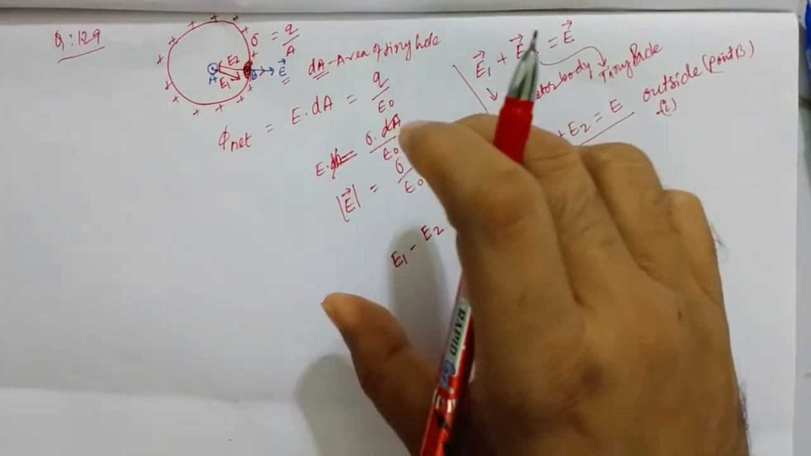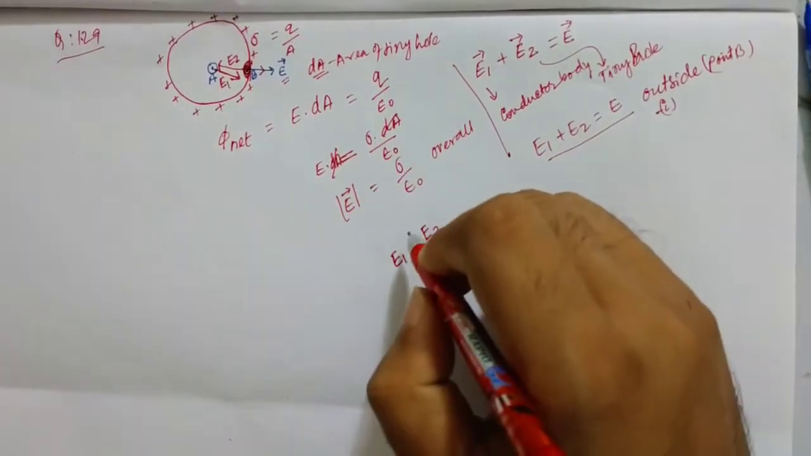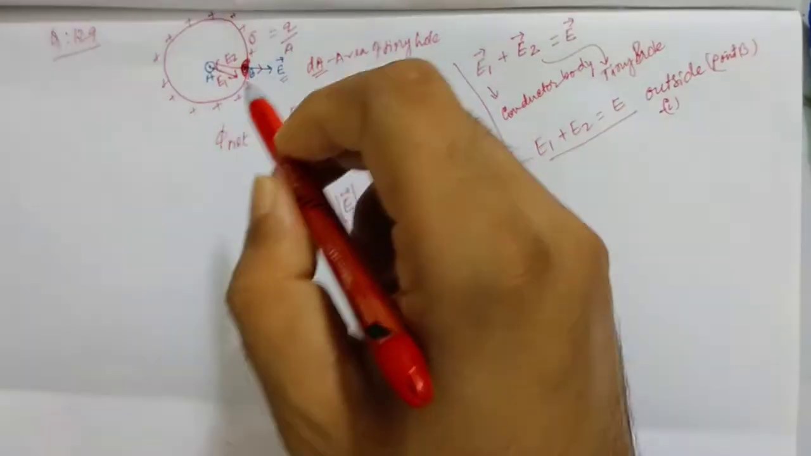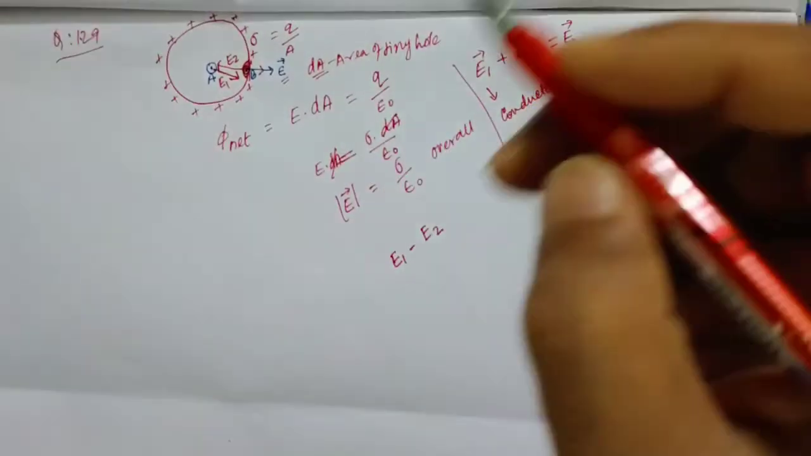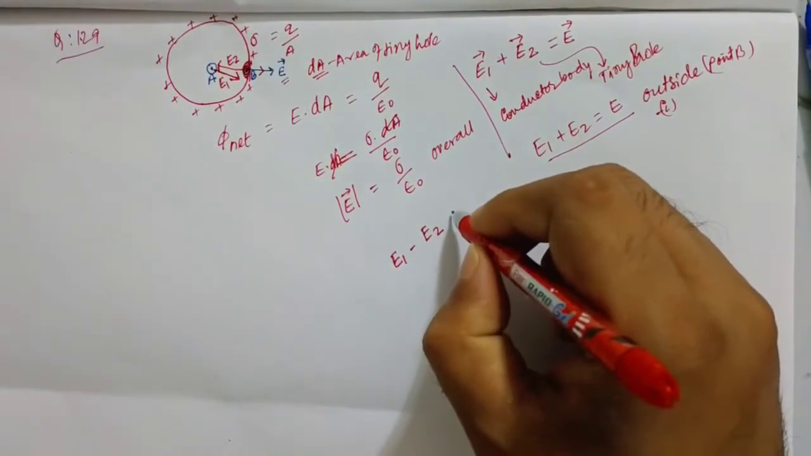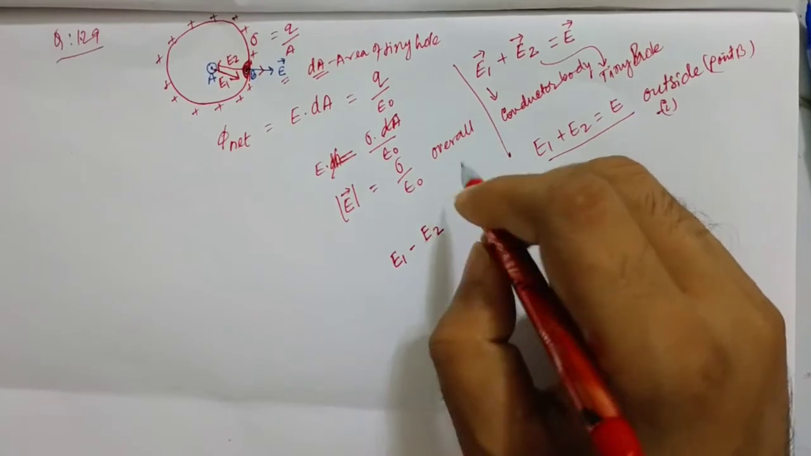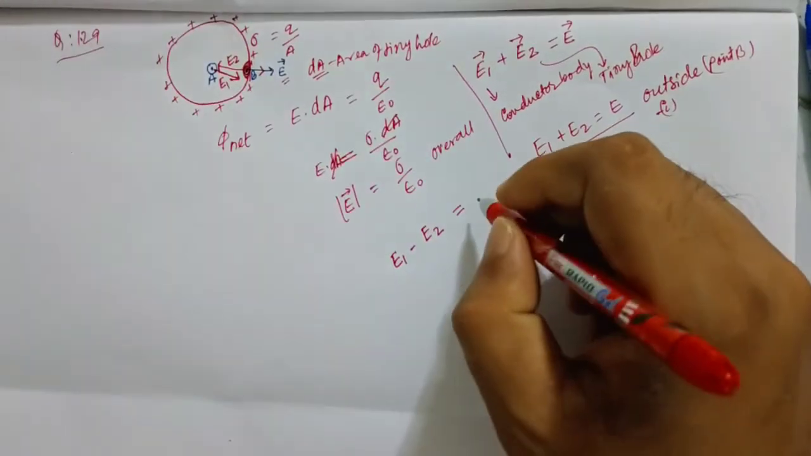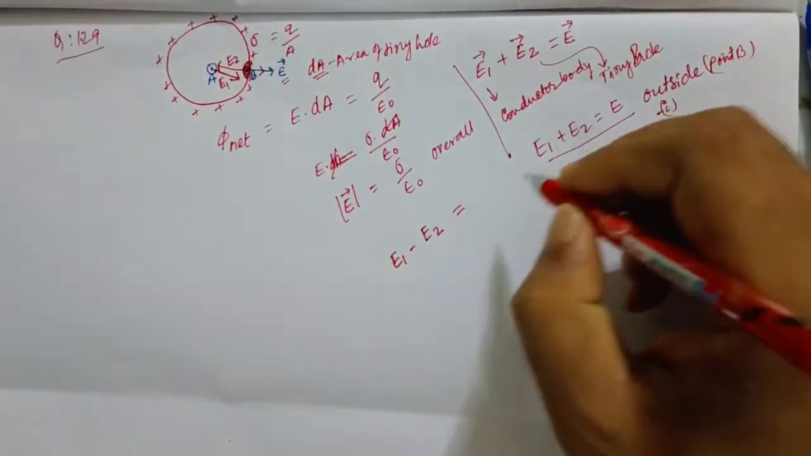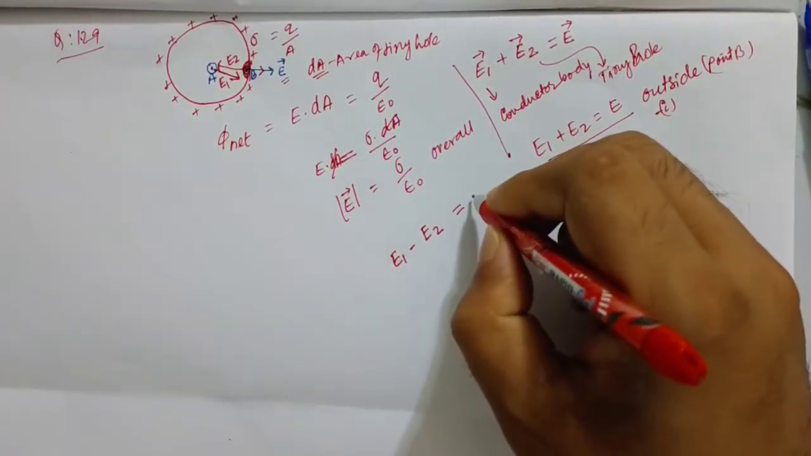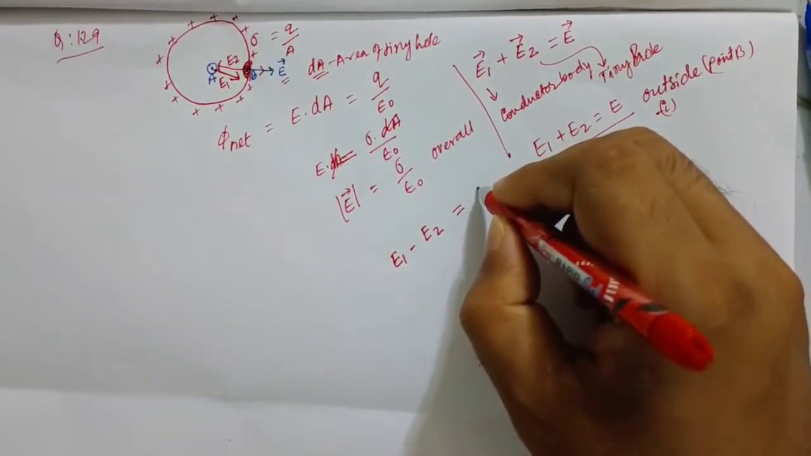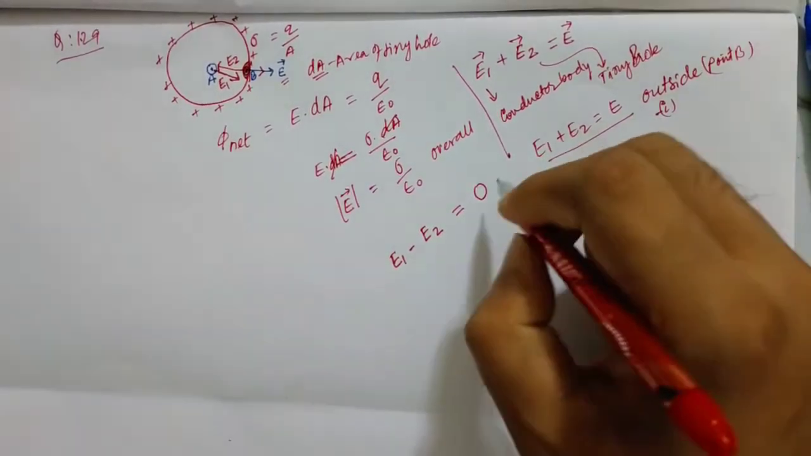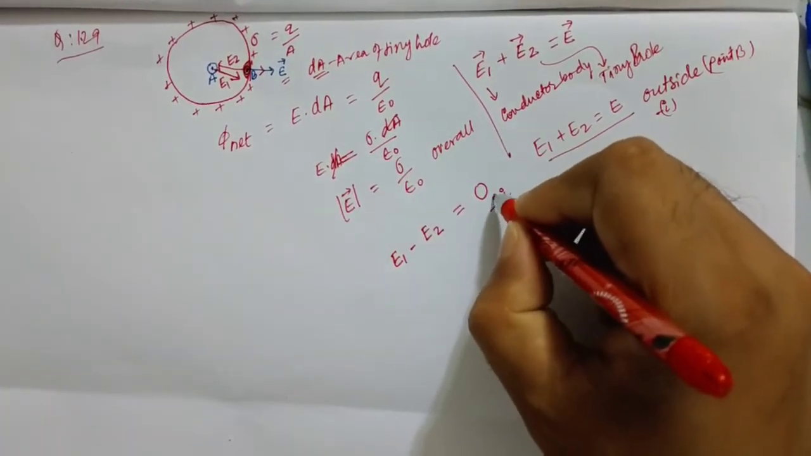This will be subtractive, and as they are also parallel, they will simply subtract, and this will be the overall net field inside the conductor body. Net field inside the conductor body, what you know, it is 0. Inside the conductor body field is 0.